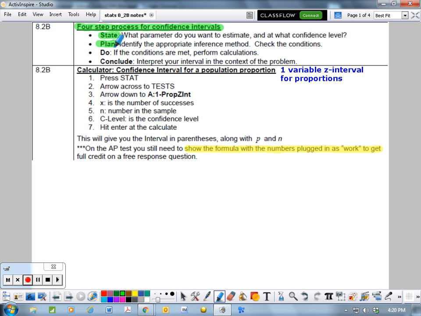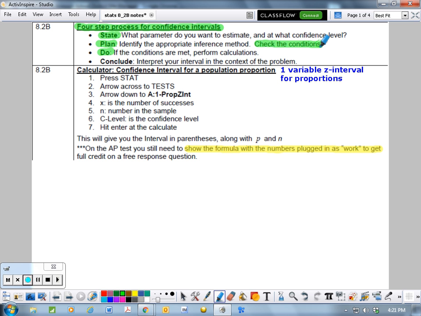Okay, the next step is do. This is all of our calculation parts that we can do if we meet our conditions. And I forgot to state it up here, but in the plan part, not only do we state what we're doing, so one sample confidence interval for proportions, then we check those conditions to make sure that we can actually do it. That way, if the conditions aren't met, then we don't go any farther. We just say, hey, it does not meet the normal condition, so I cannot make any calculations at this point. Or it does not meet the independence condition, so I cannot move on.